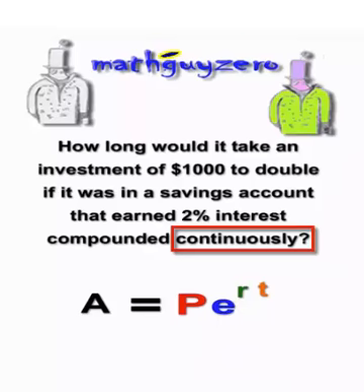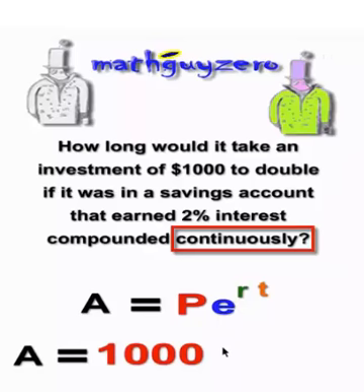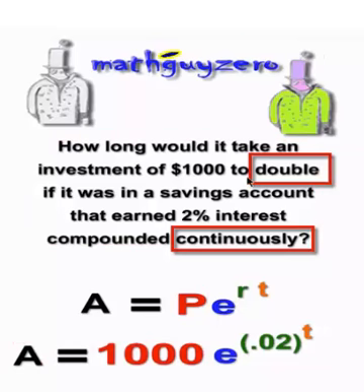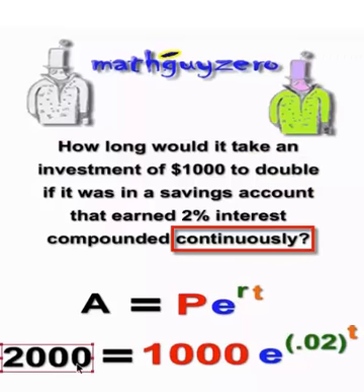So let's pull out the information that we need. So we know what P is, we know what R is, and we have to solve for T. Okay, so P, what we start with, is going to be $1,000. E is still E. R is 2%. Always change your percents into decimals. And T is what we're trying to solve for, and that T is actually an exponent. But we do know what A is going to be because we're trying to figure out how long it's going to take to double at this rate. So double 1,000 is simply 2,000.